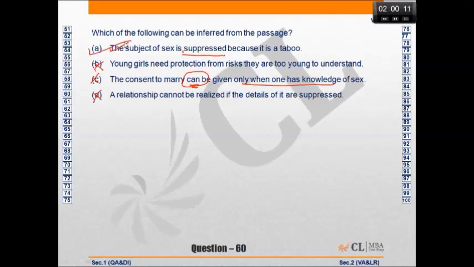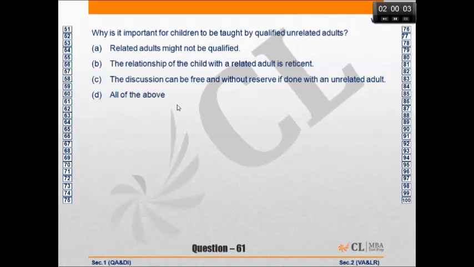What about D, I think? Let me just look at D again. A relationship cannot be realized. No, it may not be realized. It cannot is a wrong word. It could have been, may not be. Okay, 61.